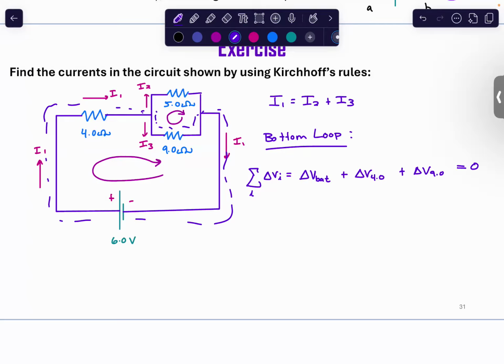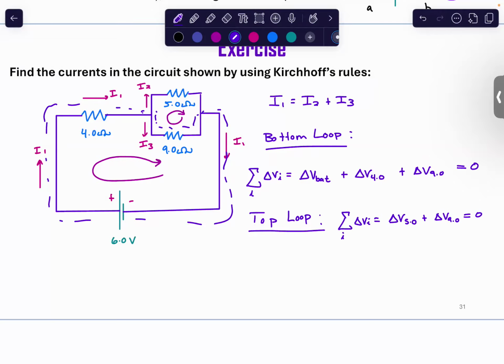Now for my top loop. So here's my second equation. Top loop. This is just going to be the delta V of the 5.0 resistor plus the delta V of the 9.0 resistor. So the I1 equals I2 plus I3. That's pretty straightforward.